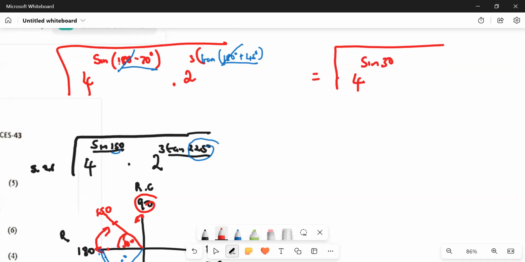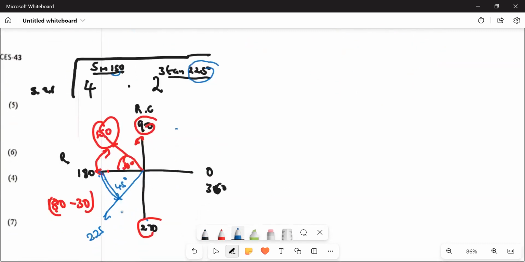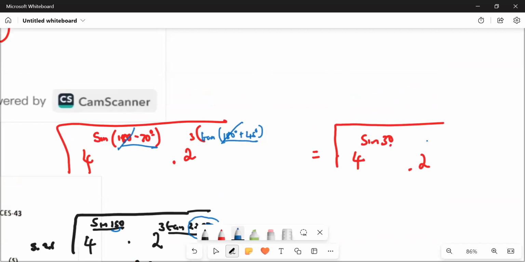Now, we want to know whether this is going to be positive or negative. 150 is in the second quadrant. What do we say about sine in the second quadrant? It's positive. So we leave this as sine of 30, multiplied by 2. You have 225, and 225 is in the third quadrant. What will you say about tan in the third quadrant? It's positive. So this is going to be written as 3 multiplied by the tan of 45.